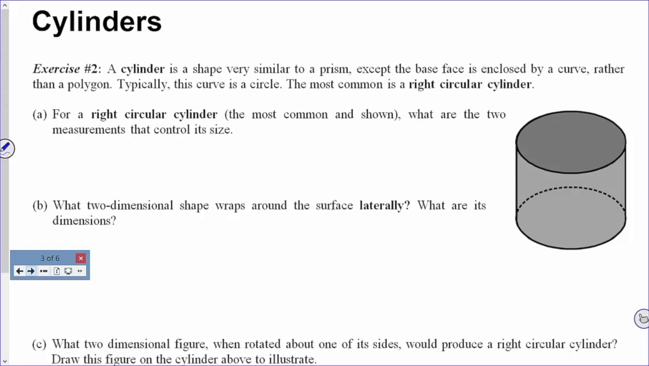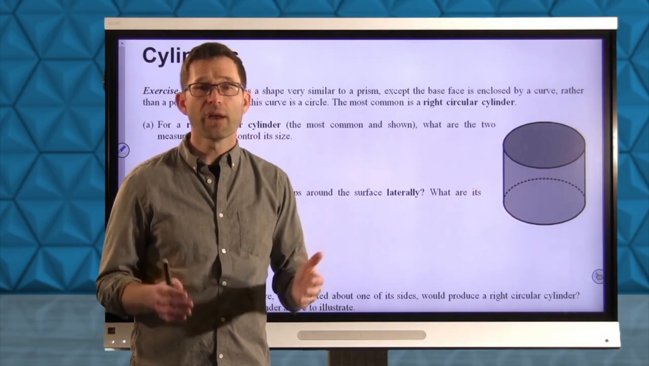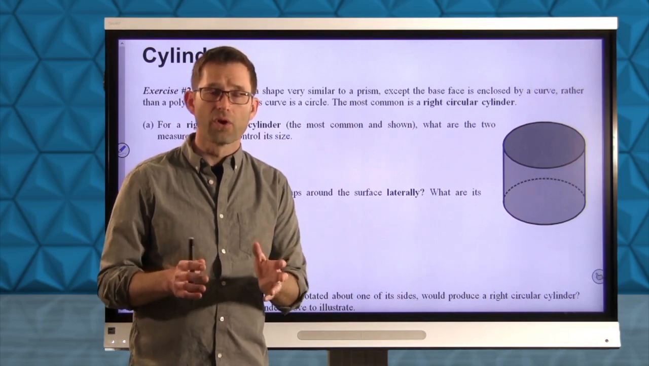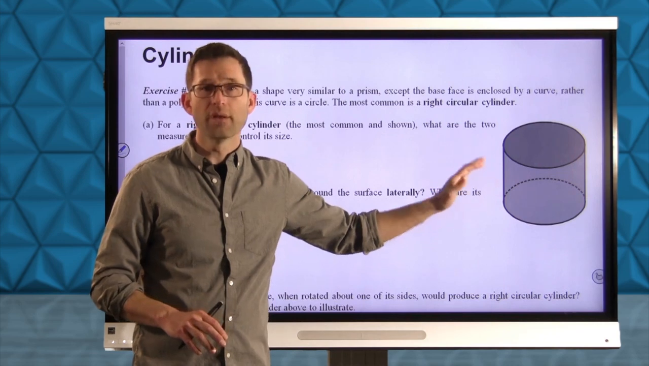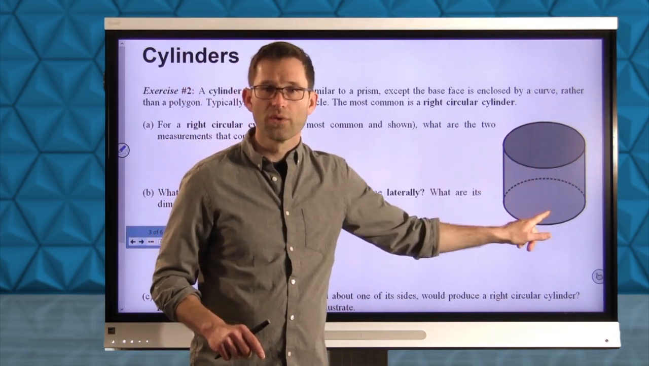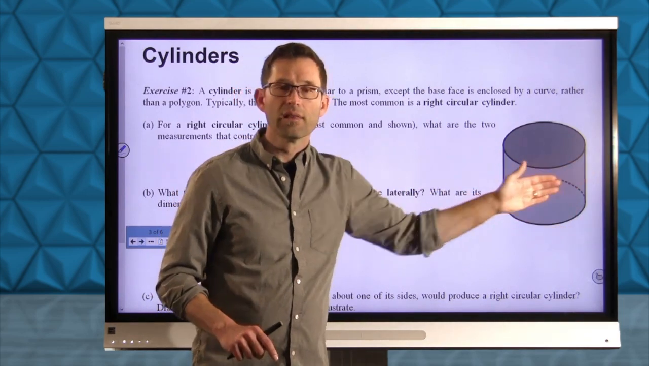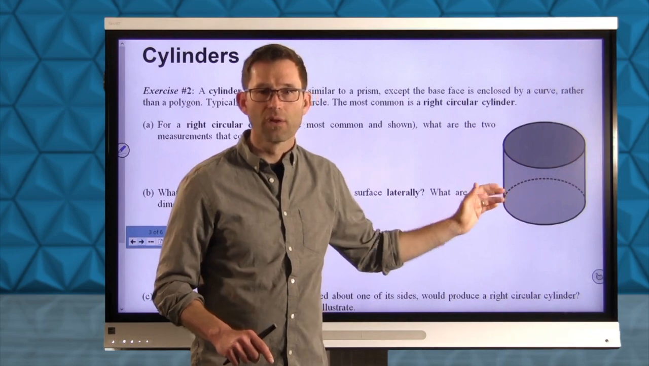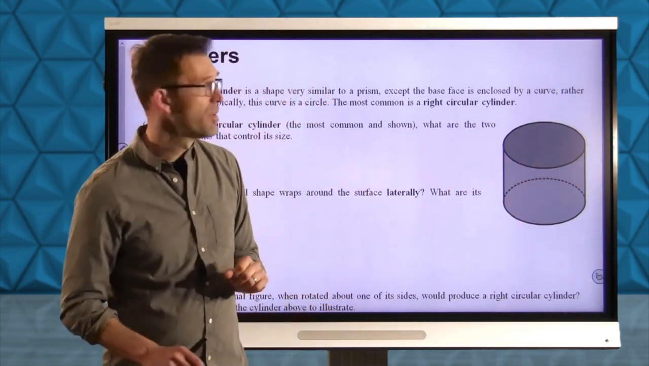Typically, this curve is a circle. The most common is a right circular cylinder. So we've all seen right circular cylinders. In fact, if I just said, hey, I've got a cylinder, pretty much everyone would assume what I was talking about was a right circular cylinder. In other words, a circle up here and a circle down here as a base, and then the lateral face that goes around the cylinder is perpendicular to those two bases, right?